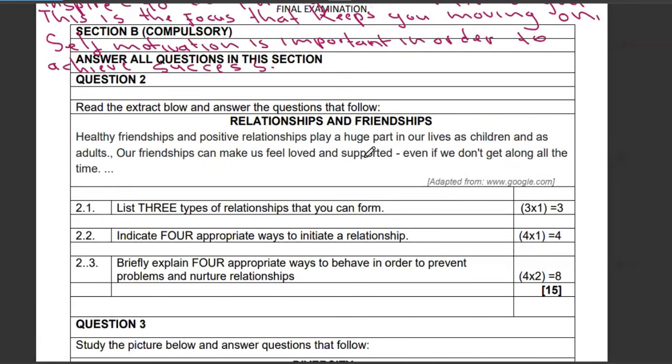Read the extract below and answer the questions that follow. Relationships and friendships. Healthy and positive relationships play a huge part in our lives as children and as adults. Our friendships can make us feel loved and supported, even if we cannot get along all the time. List 3 types of relationships that you can form. As a child in grade 8, you can form the following relationships. The first is a relationship at home. Number 1, relationship with family members at home.